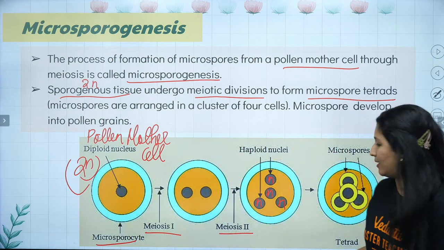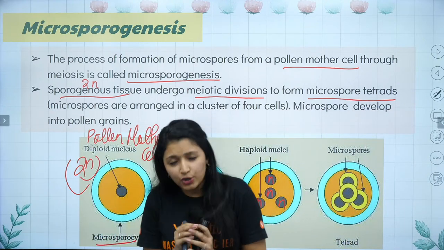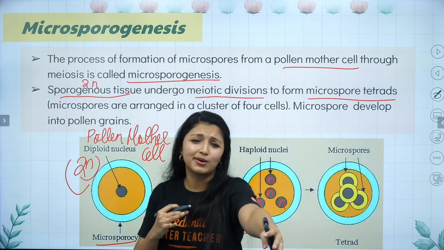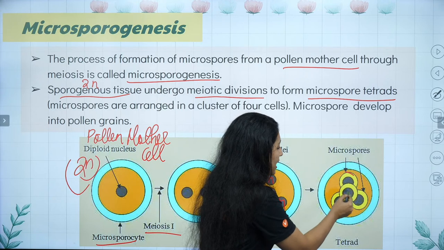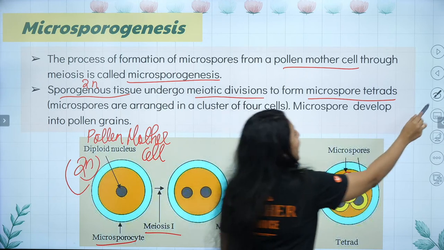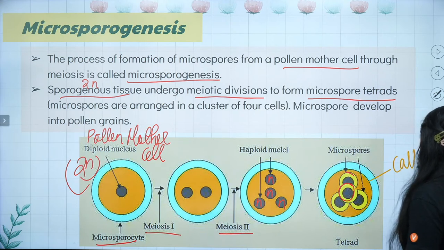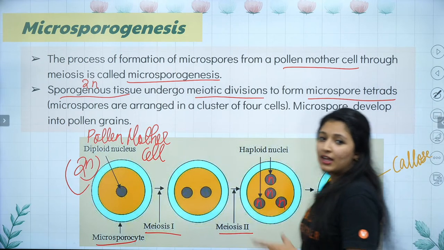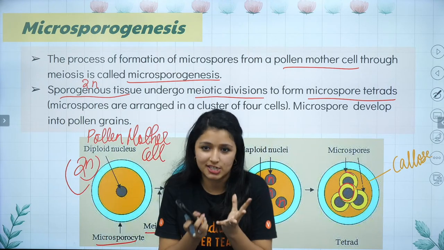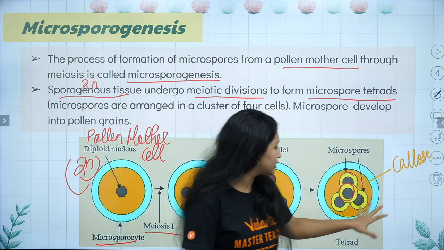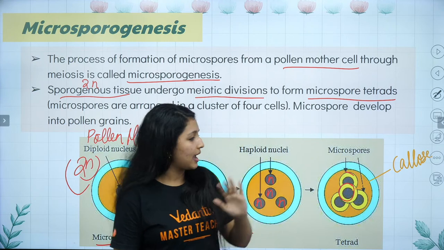It forms a tetrad. Tetrad means they're sticking together. They're like, I know we have divided and all, but don't go too far, just stick with me. They will stick to each other with the help of something called callose. It'll help them form one unit. So callose is there to stick them together and form a tetrad. And it's all cool now.